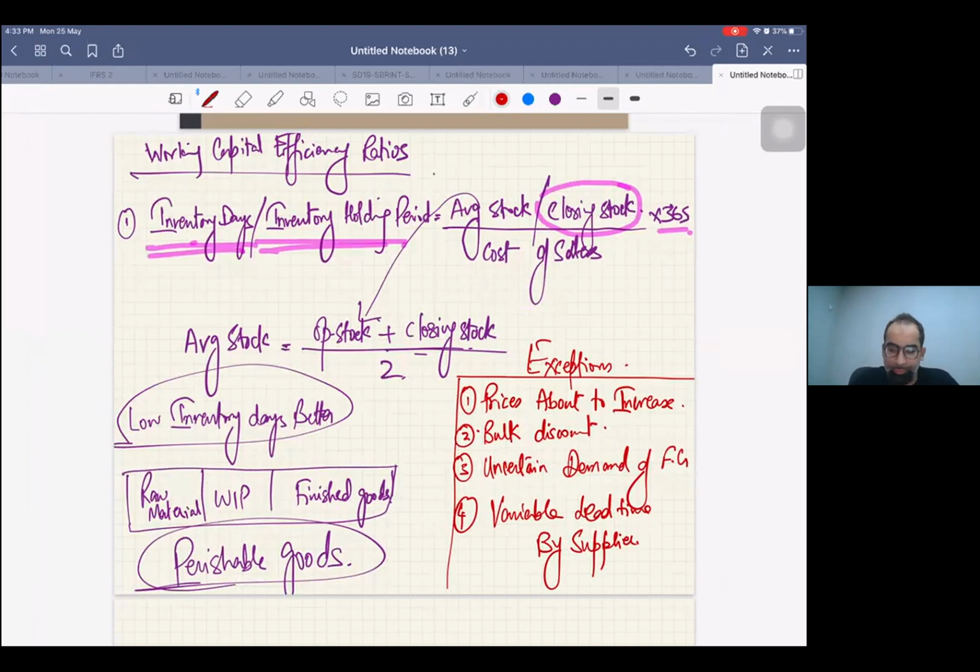Now, what is the first thing? Look at the formula first. In the formula you have closing stock in the numerator. So if you are holding more stock, obviously your numerator will be higher, and when your numerator is higher, your final answer will be higher. So in short, a company that keeps more stock will have higher inventory days. If you want to reduce your inventory days, you must keep low stock.